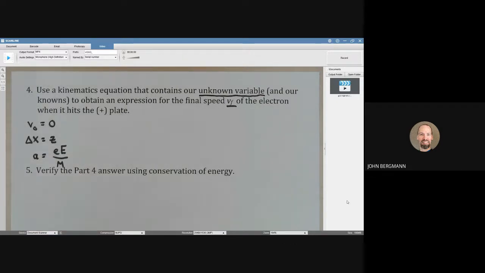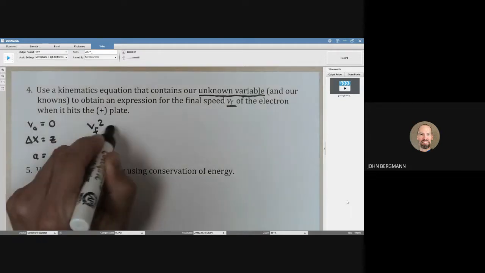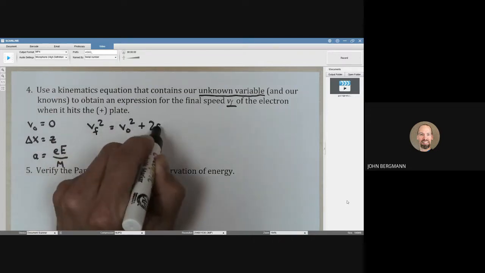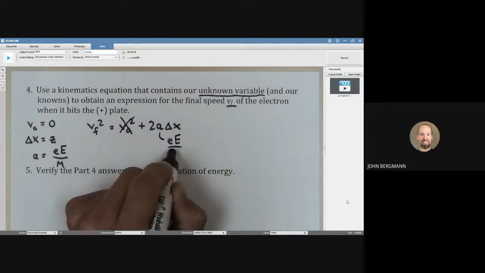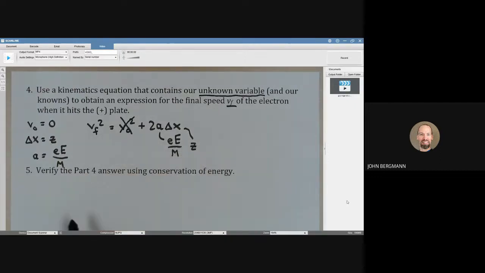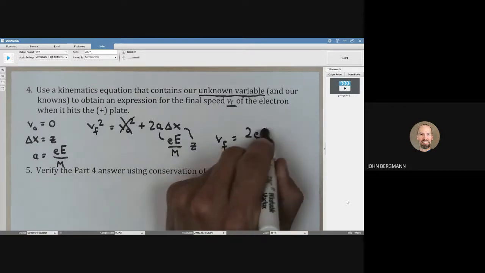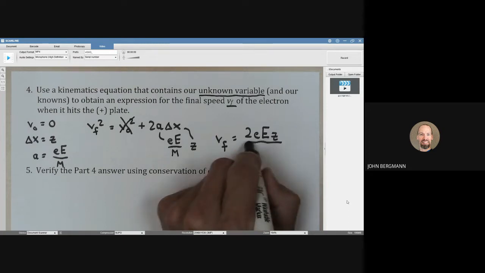And so therefore, I think we should use the kinematics equation that I refer to as the no time equation, which is Vf squared is equal to V naught squared plus 2 times the acceleration times the displacement. V naught is 0. The acceleration is little e times big E divided by M, and delta x in our problem is z. So I think Vf can be written as 2 times little e times big E times z divided by big M, square rooted.